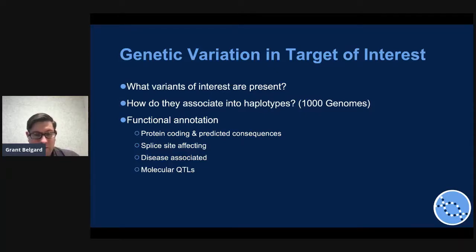It's important to layer on known functional annotations. For coding variants, how do they impact the amino acid sequence, and how is that predicted to affect the protein? Are the variants expected to impact splicing? What disease or phenotype associations are there? Is there co-localization of these phenotype associations with molecular QTLs? For example, gene expression, protein levels, transcript isoforms, epigenetic modifications, and so on. If there are variants that impact, say, the activity of an enzyme or other biochemical properties, these need to be layered on as well.